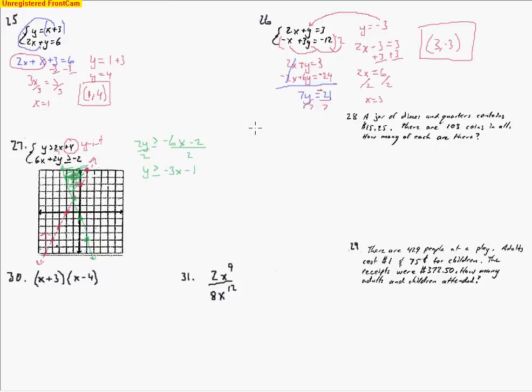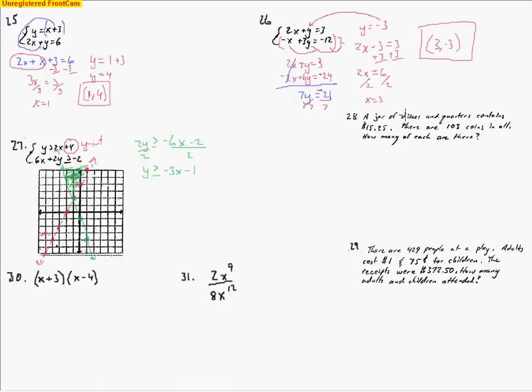Well, 28 and 29 are problems in which we are applying these ideas of systems of equations. We're going to set up an equation to match this problem here. A jar of dimes and quarters contains $15.25. There's 103 coins in all. And so how many of each are there?